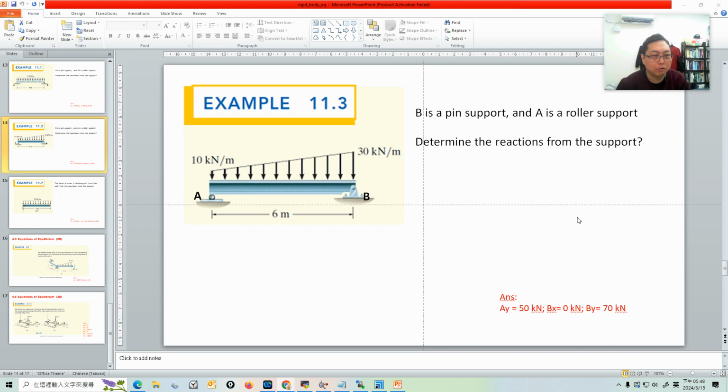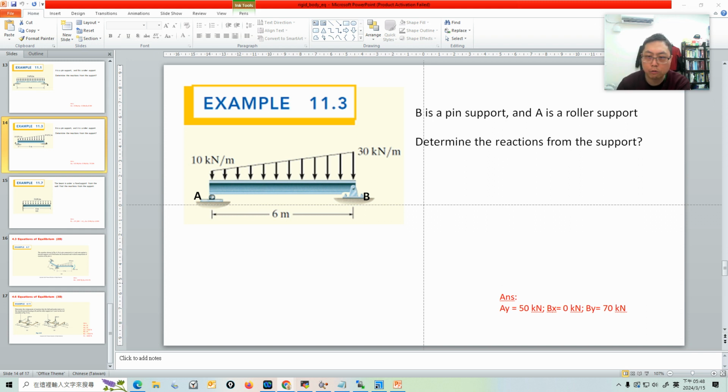Suppose, here's the problem. We have a beam here, and here are supports A and B. A is a roller support, and B is a pin support, and the beam is also subject to an external distributed load. This problem wants us to calculate the reaction forces from the supports.